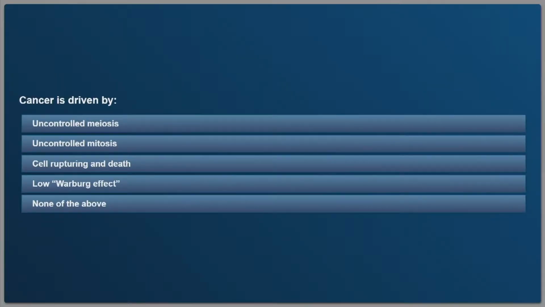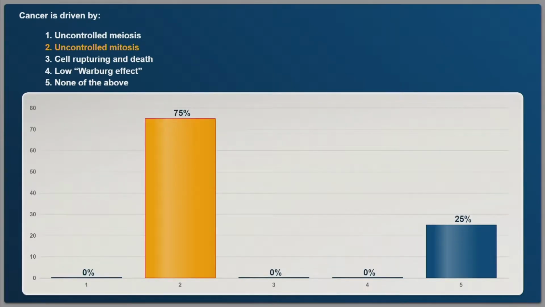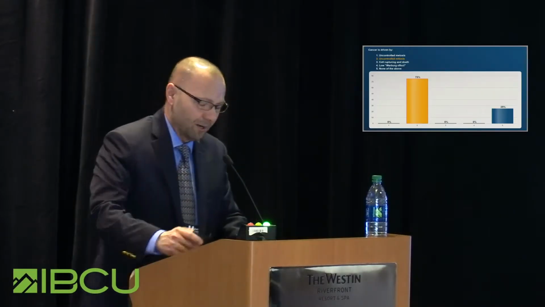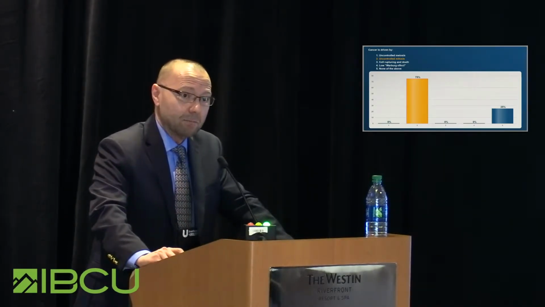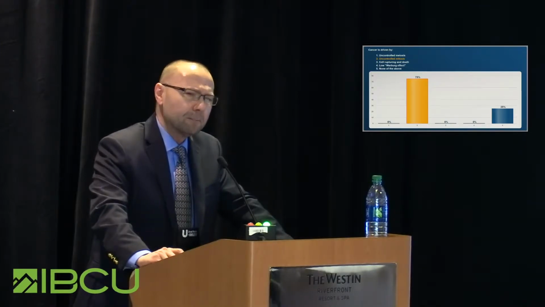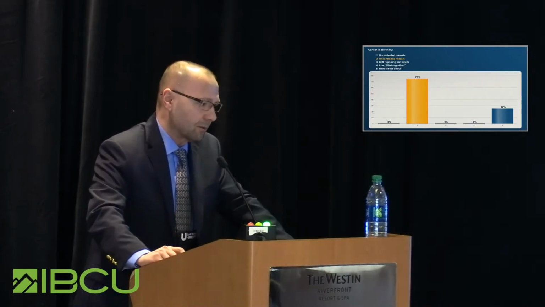So the first question: cancer is driven by uncontrolled meiosis, uncontrolled mitosis, cell rupturing and death, low Warburg effect, or none of the above. Okay, so yes, cancer is a genetic disease, and it's basically a disease that leads fundamentally to uncontrolled growth. That's really the major characteristic.